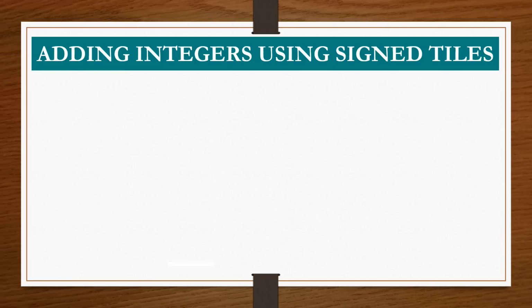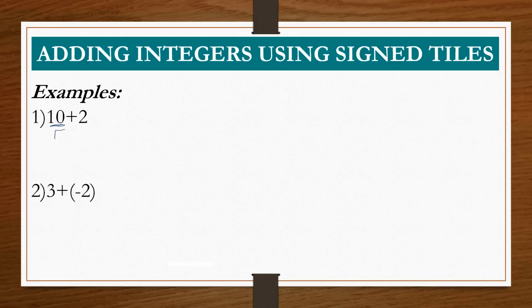We can also use sign tiles to add and subtract integers. So here are some examples. For number 1, if we are given 10 plus 2, we are going to draw tiles. So for positive 10, we are going to draw 10 tiles showing the positive sign.